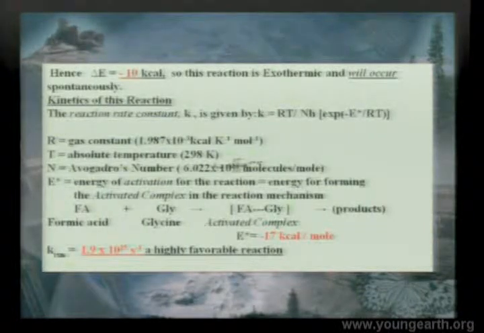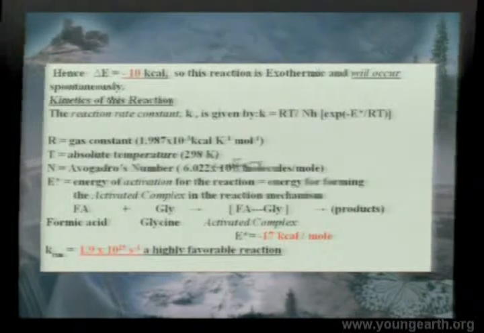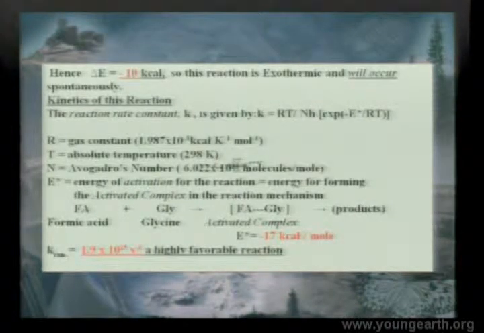This is the energy for the process of the formic acid and the glycine forming this intermediate called a complex, and then forms the products. The energy of that product complex is calculated to be minus 17 kilocalories per mole. If you calculate K, it's 1.9 times 10 to the 25th reciprocal seconds. It's a fast reaction, of course. But remember, 10 to the 25th power, okay, which is quite favorable.